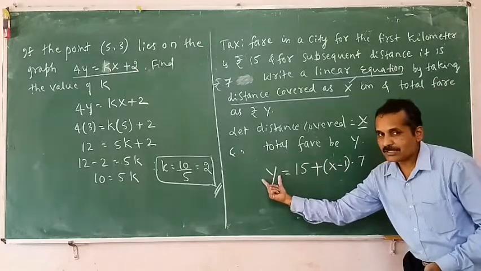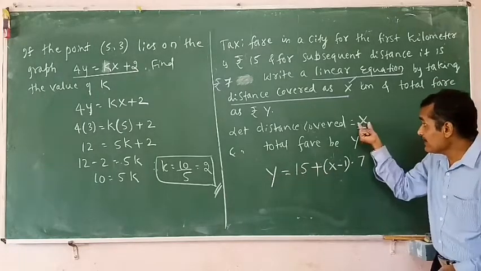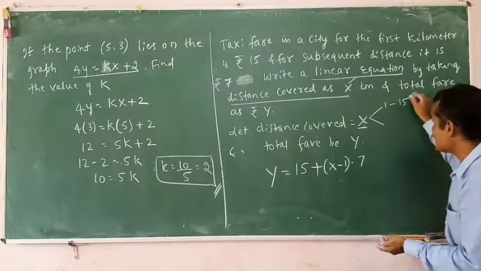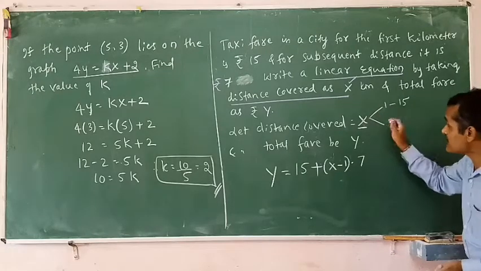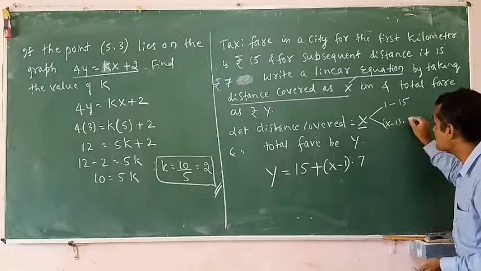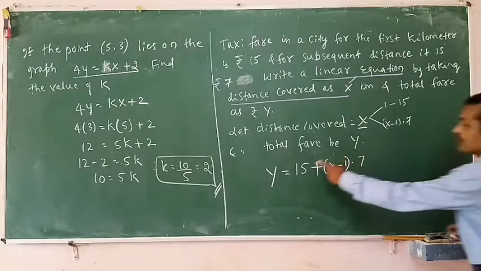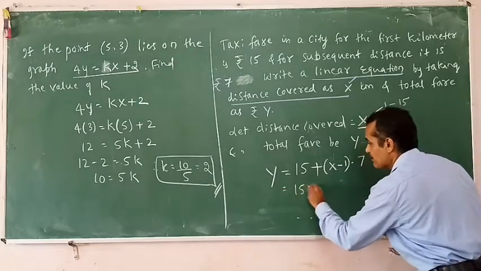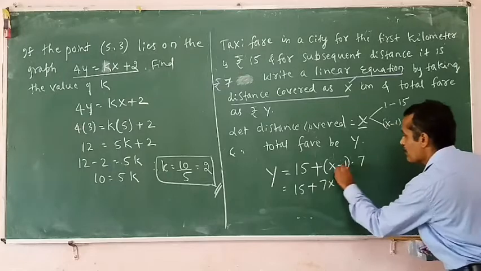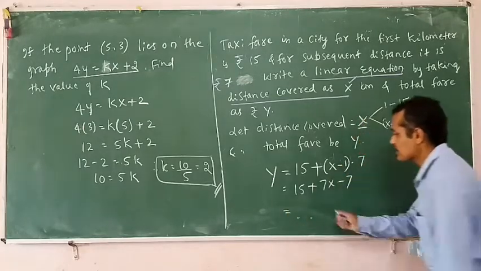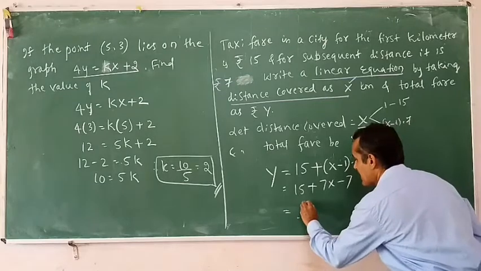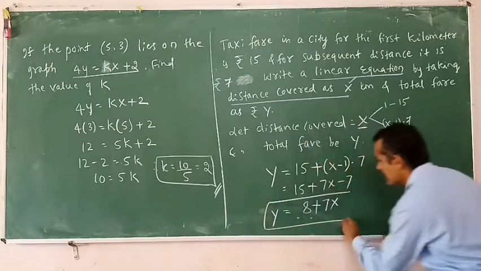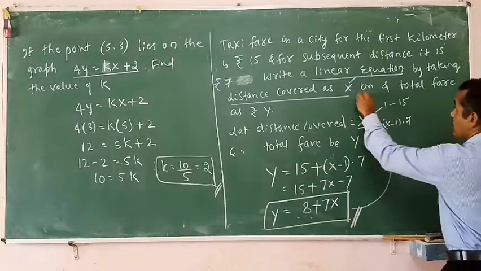See, this is the total cost and this is the total distance. In this total distance of x kilometers, there are two parts. First kilometer, 15 rupees, and x minus 1 kilometers at the rate of 7 rupees. So it is 15 plus (x minus 1) into 7, which is equal to 15 plus 7x minus 7, which is equal to 15 minus 7, that is 8, plus 7x, equal to y. This is the linear equation for this particular problem.